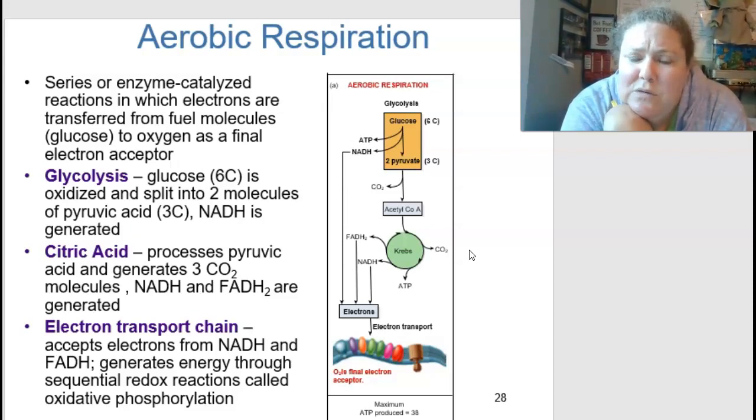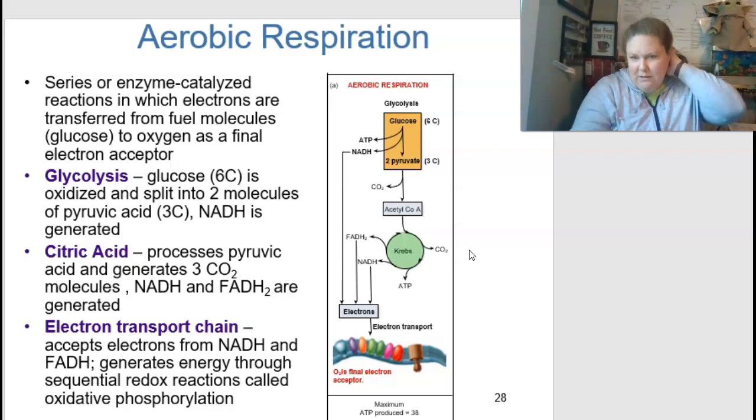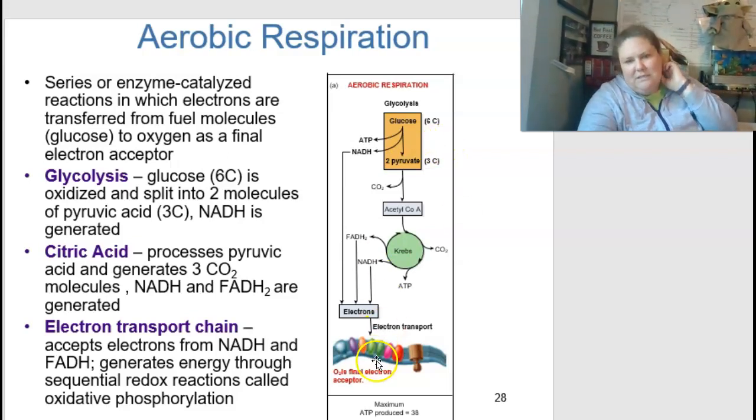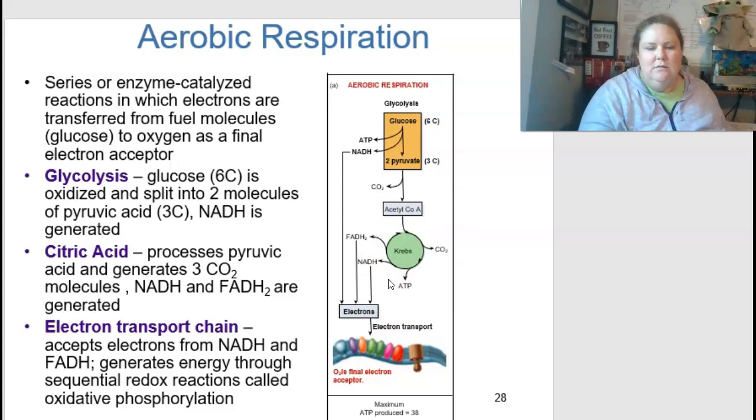And then the final step of aerobic metabolism is going to be the electron transport chain. This is where we're going to accept electrons from NADH and FADH2, okay, so our full taxicabs. And then we generate energy through a sequential redox reaction, which is called oxidative phosphorylation. Okay, so you can see the details of all of these right here.